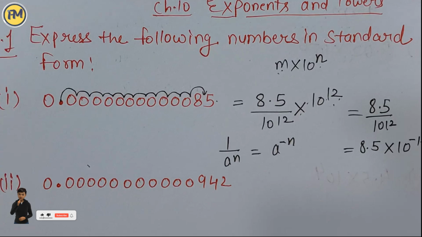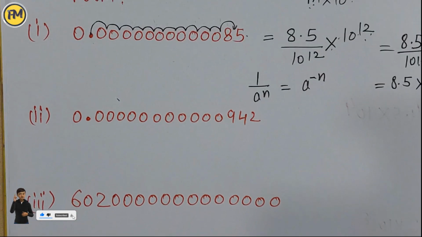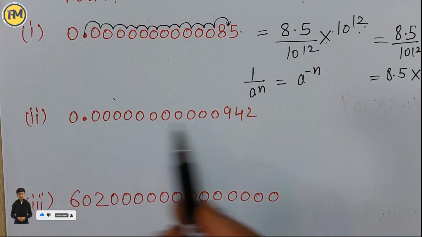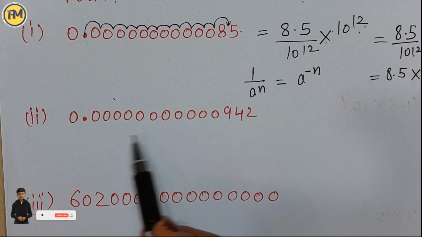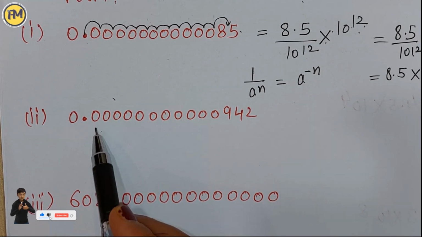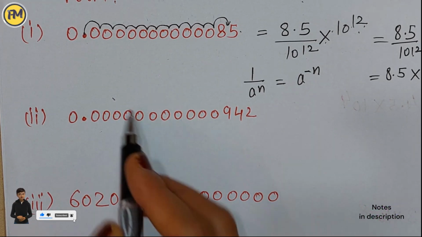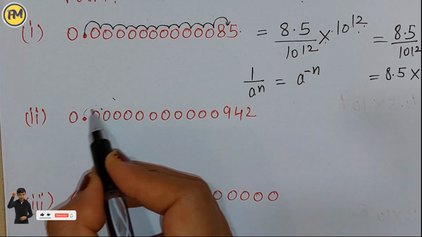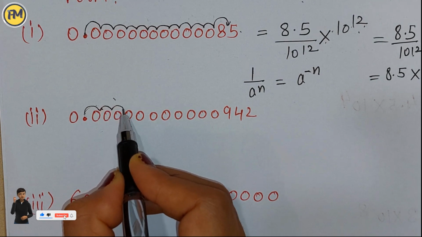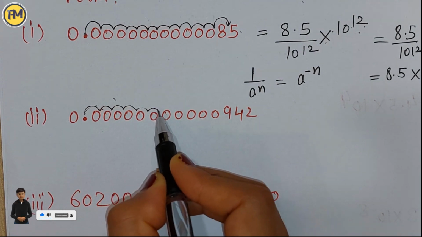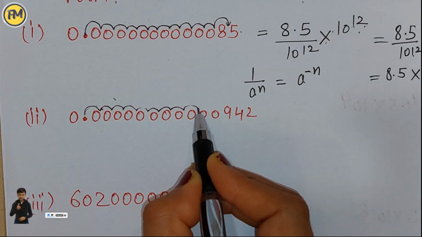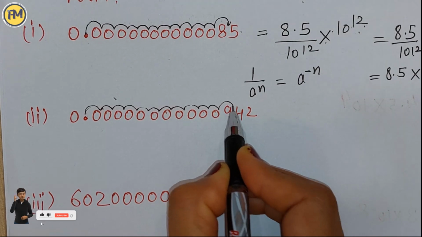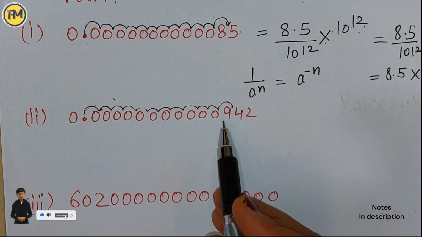Did you enjoy it, did you understand? Now the next part of this question. Now again you try this question. First, what will you do? You will count the steps. So we will shift this decimal point to the right side. Count the steps: 1, 2, 3, 4, 5, 6, 7, 8, 9, 10, 11, 12. Again we are reaching here in 12 steps.